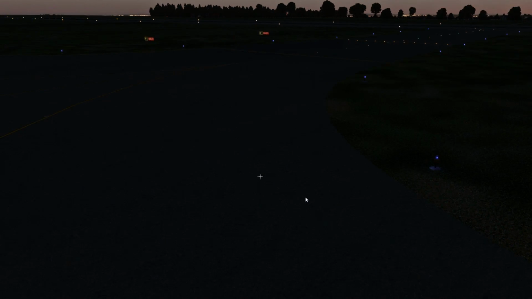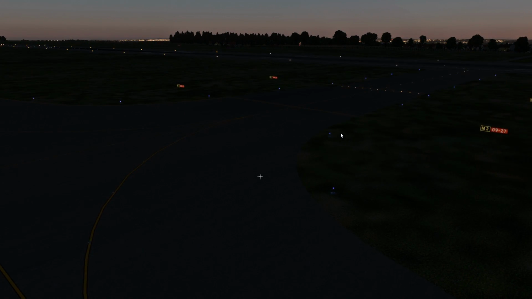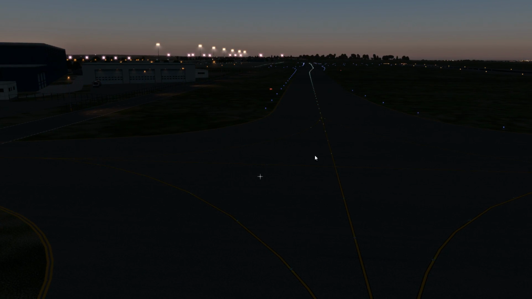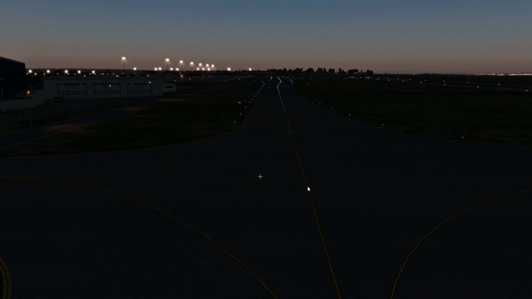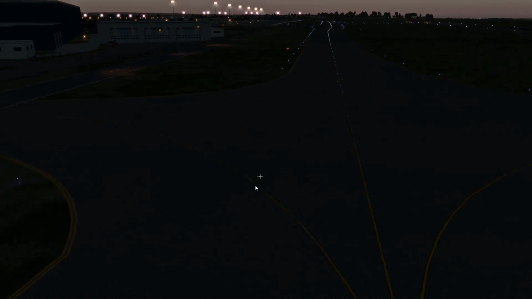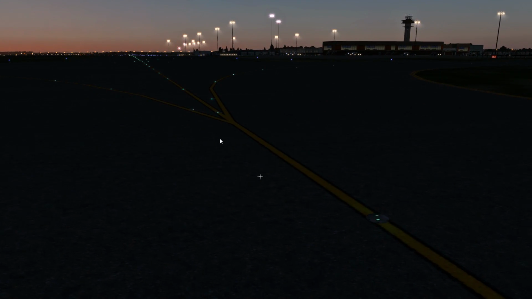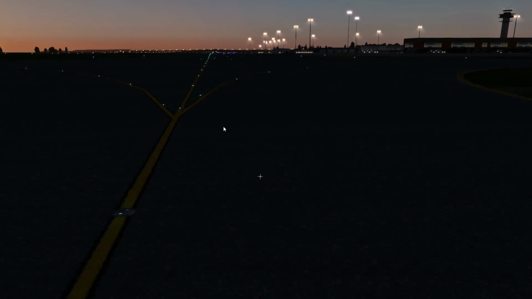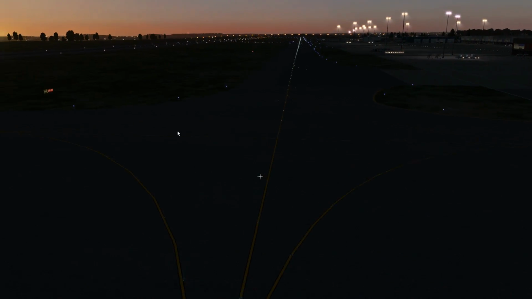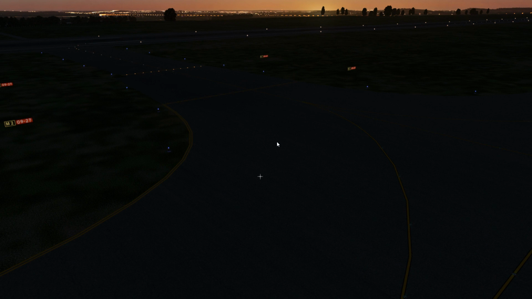So the blue lights mark the edge of a taxiway, not a runway, a taxiway. You then have the green lights that mark the center lines of the taxiway. So, for example, even when you're turning, it does mark the turn-offs on the taxiways. Okay, following along so far? Good.